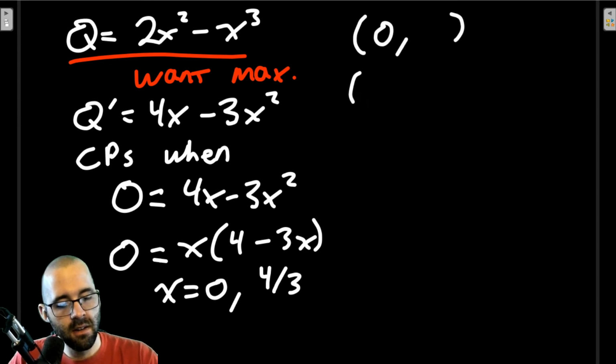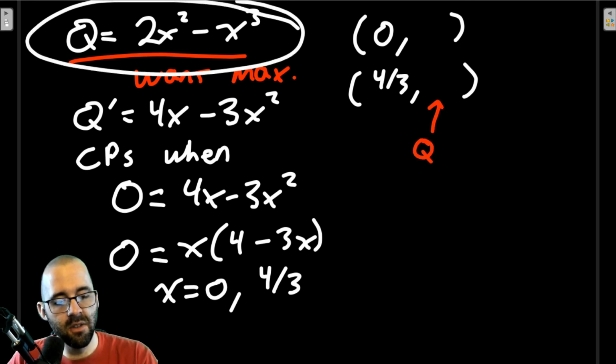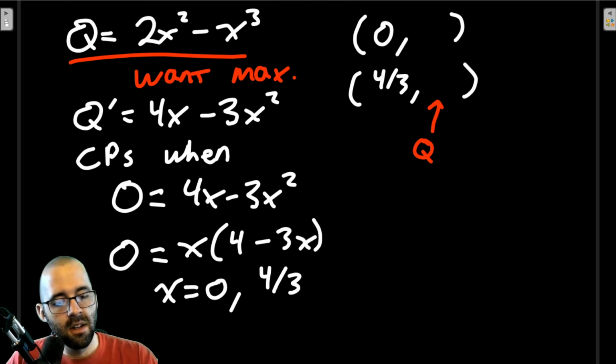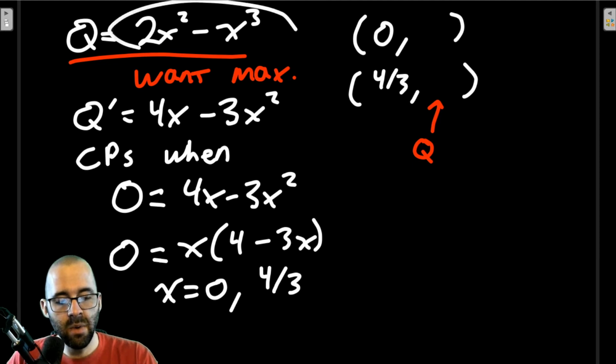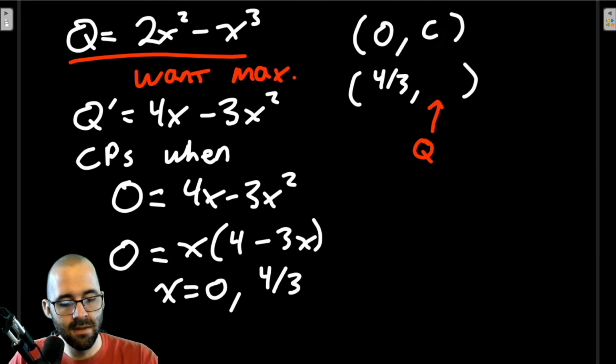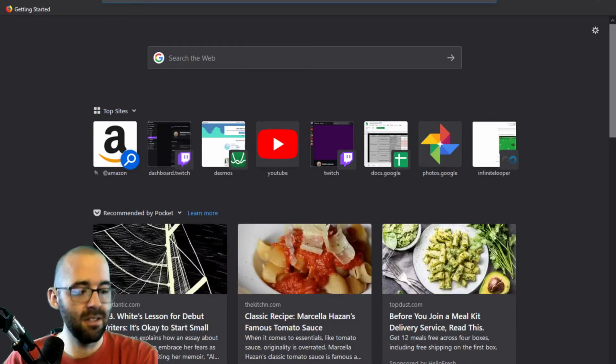And again, we need to find what is the y value, or in this case, what is the Q value here? You just plug it into our Q function, right? This is our Q function right here. And that's going to give us the value of Q. Again, we want to maximize Q. So when x is equal to 0, we get 0 minus 0. That's not very big. When x is equal to 4/3, we get some number.